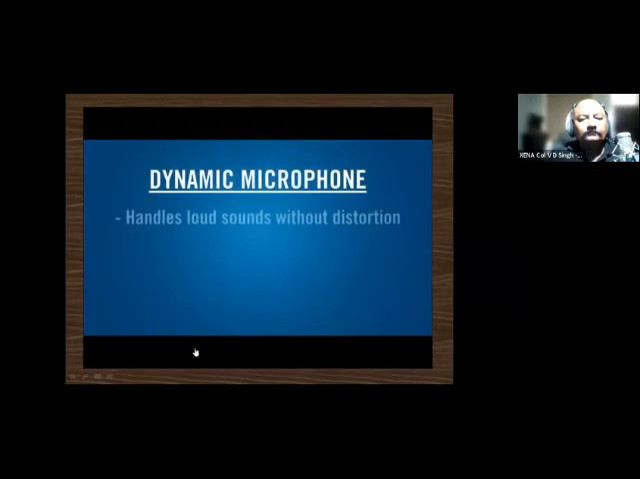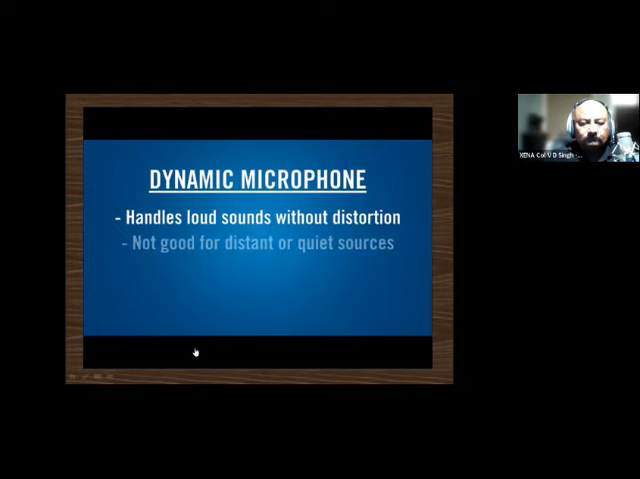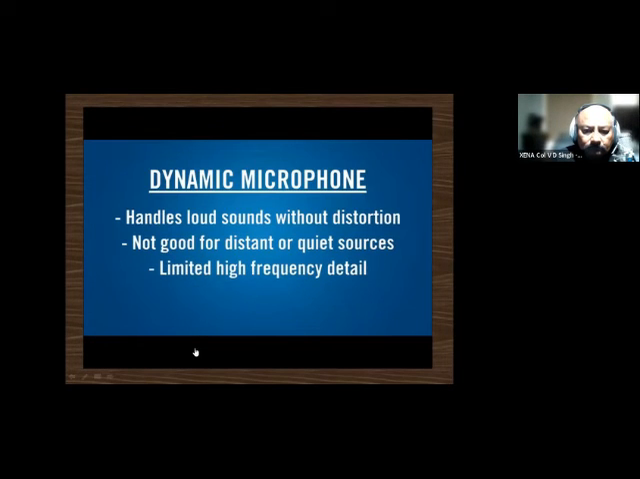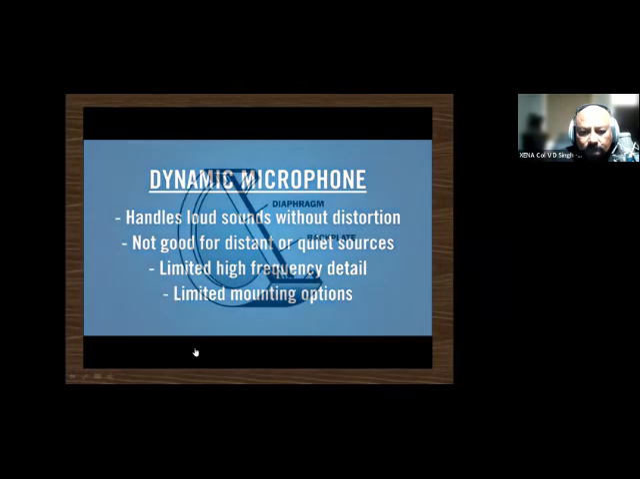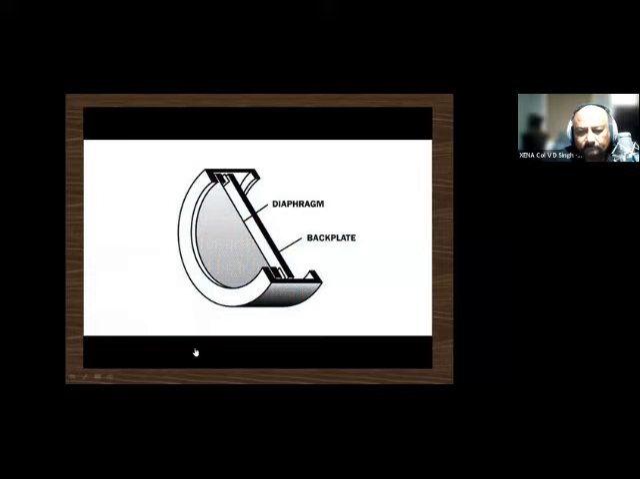Dynamic microphones can handle even the loudest sounds without overloading. But this also means that they're not well suited to distant miking of quiet sources. Because the sound waves have to move the mass of the diaphragm and the voice coil, they usually have limited high-frequency detail, so they're better for vocals or horns than for stringed instruments. The size of the magnet makes it difficult to make a dynamic mic very small, which can limit your mounting options. In a condenser microphone, sound waves also strike a diaphragm and cause it to vibrate.